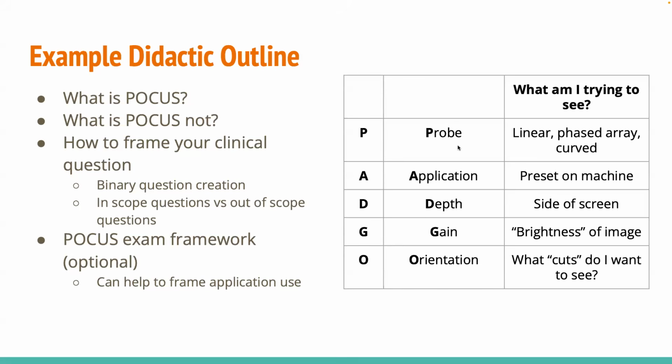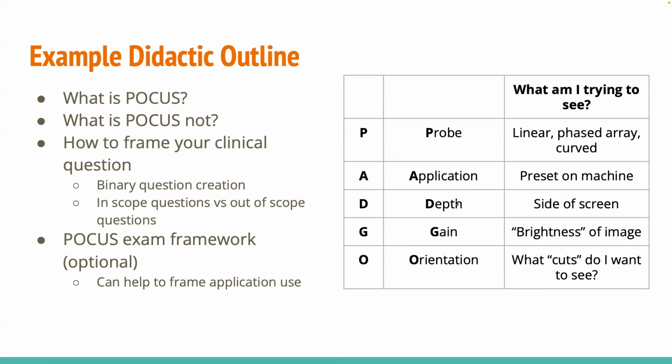So what do I think about every single time I'm about to scan someone? Like what probe, so you can use the mnemonic PADGO. There are a couple of others. This is just the one that I started with and I haven't really varied from. If there's a better one, please tell me. But starting with what is your probe? What probe are you picking? What application?